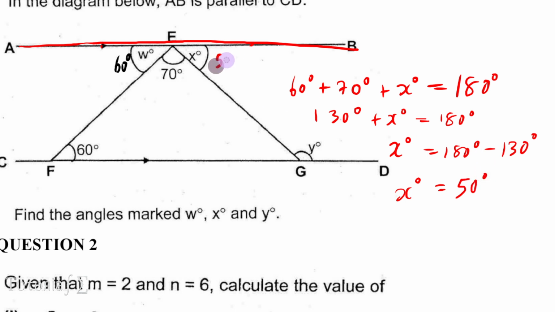So this is 50 degrees, and we can add 50, 70, and 60. It will give us 180 degrees as the angle of a line. So that is your X. So your W degrees was 60 degrees, and your X degrees is 50 degrees.